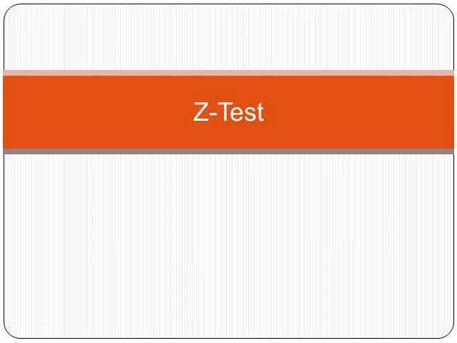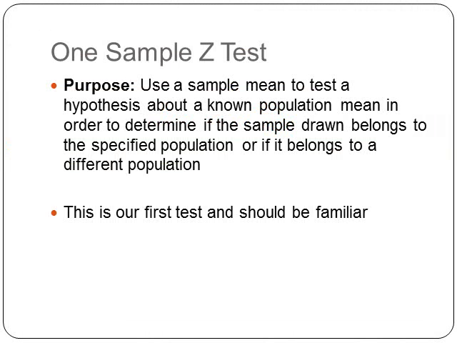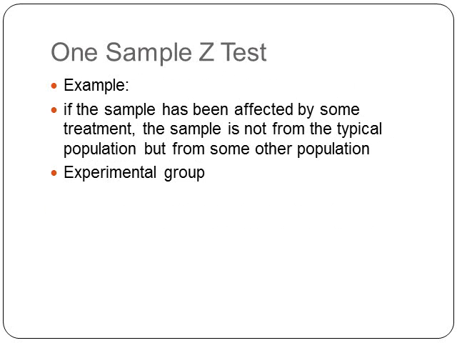Z-tests. Z-tests are going to be related to the Z distribution we've worked with previously. One sample Z-test, the purpose is we're going to use a sample mean to test a hypothesis about a known population mean in order to determine if the sample drawn belongs to the specified population or if it belongs to a different one. This is the first test, and as I said, it is related to our Z distribution. Effectively, you are going to calculate a sample mean, and you're going to say, well, is this similar to what the population is expected to be? So if the sample has been affected by some treatment, then we might expect there to be a difference in our hypothesis. We might consider this an experimental group.